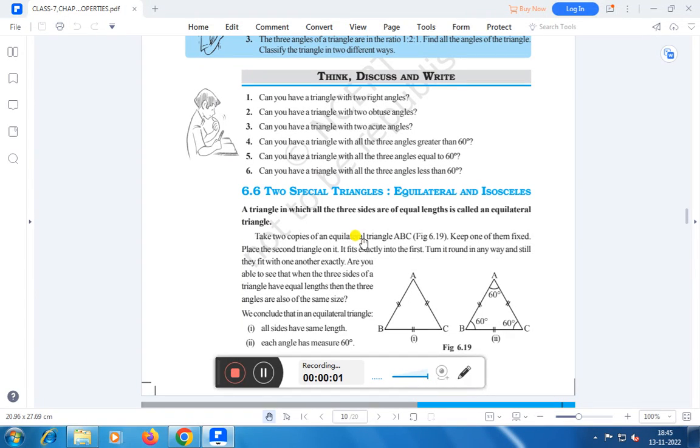Hello everyone. Today I shall discuss two special triangles, that is the equilateral triangle and the isosceles triangle.